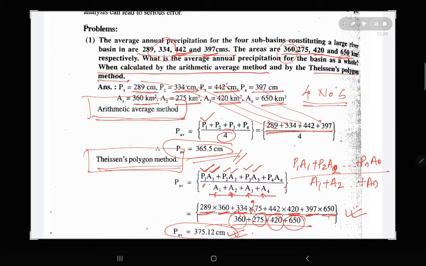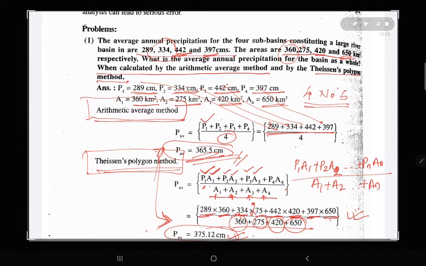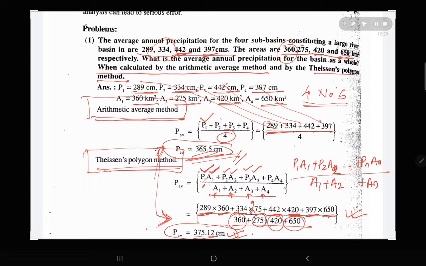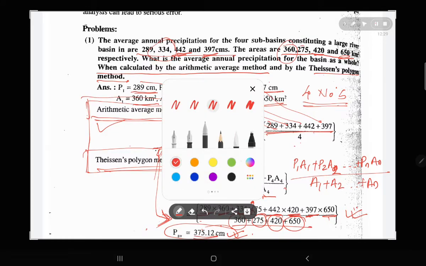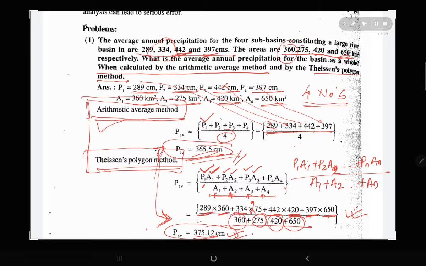Okay, there is not much difference between these two methods, only about a 10 centimeter difference. We'll go for the accuracy, and whatever errors may be there will be removed. As I said, with different methods you may get different data but quite similar. We are getting 365 here and 375 there, quite near data. So using these two methods, the average precipitation or rainfall will be calculated. First one is the arithmetic average method, second one is the Thiessen polygon method.